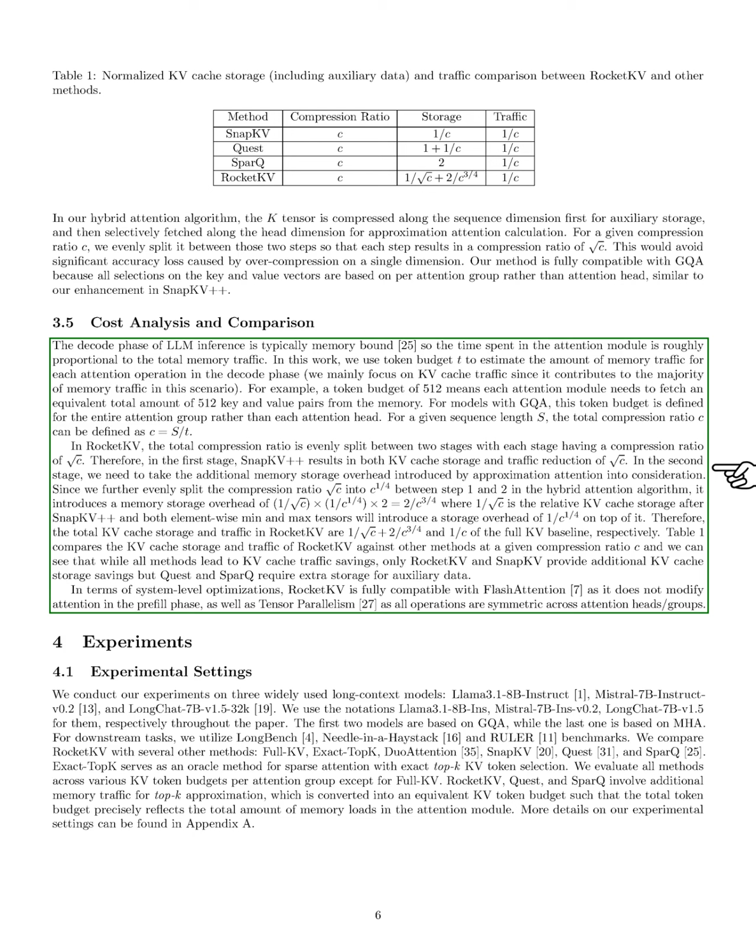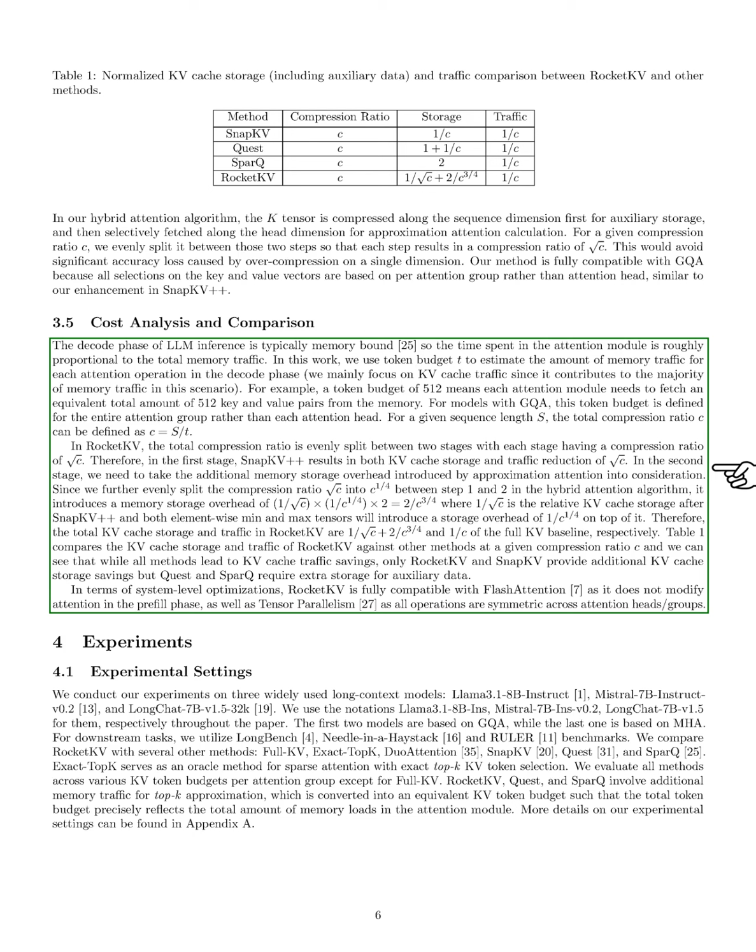Consequently, in the first stage, SnapKV++ leads to reductions in both KV cache storage and traffic by this square root factor. In the second stage, we must account for the extra memory storage needed due to approximation attention. We further divide the square root of C into a quarter power between the two steps in our hybrid attention algorithm, resulting in a memory overhead of 2 divided by the cube root of C. Thus, the total KV cache storage and traffic in RocketKV are 1 divided by the square root of C plus 2 divided by the cube root of C, and 1 divided by C of the full KV baseline, respectively.